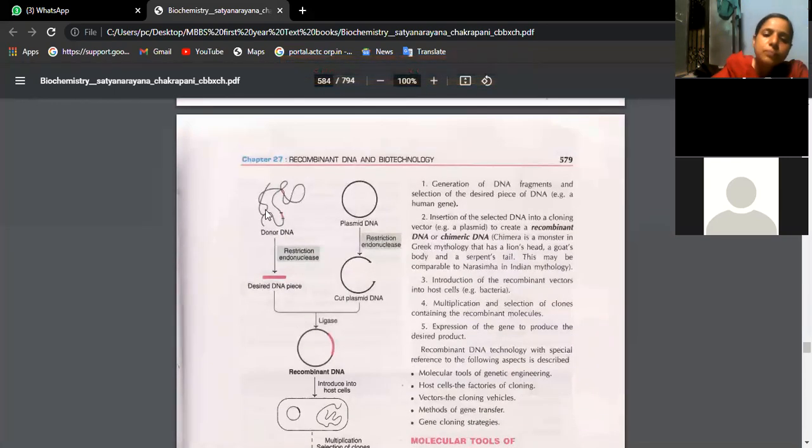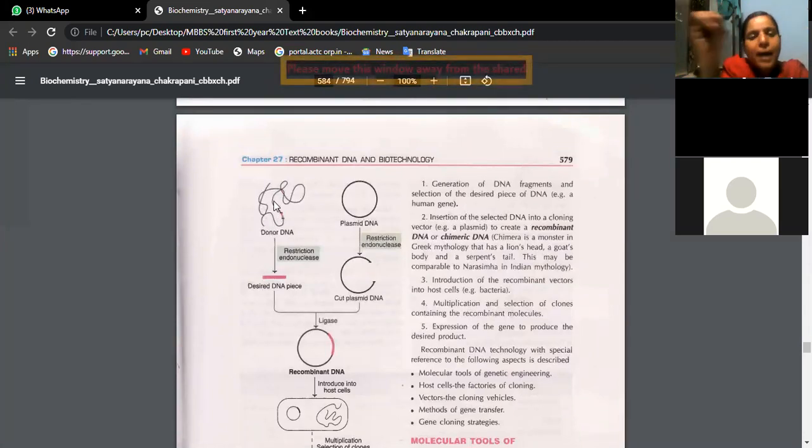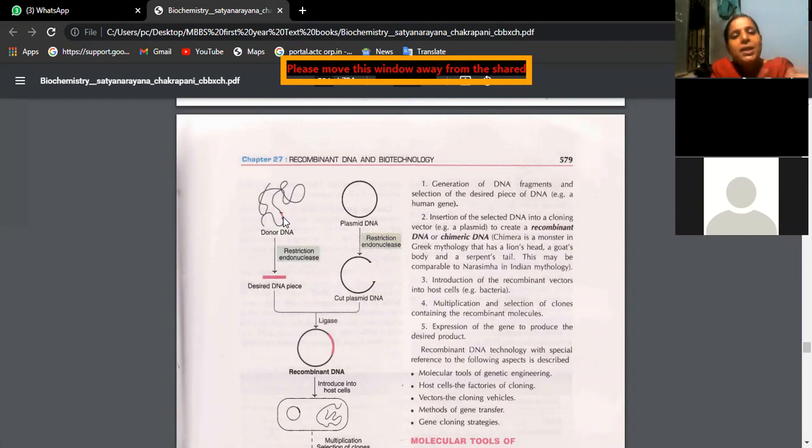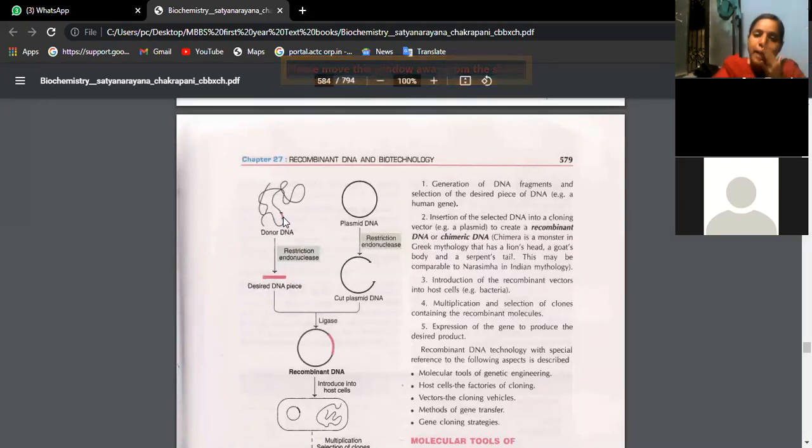See here, the donor DNA is taken. The donor DNA can be plant DNA, animal DNA, bacterial DNA, or any donor. This is because we know the genetic code is universal: the same codon codes for the same amino acid, whether in plants, animals, or bacteria. That particular code word is always constant for that particular amino acid.